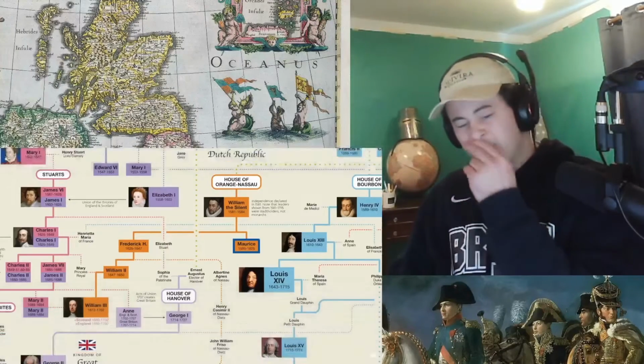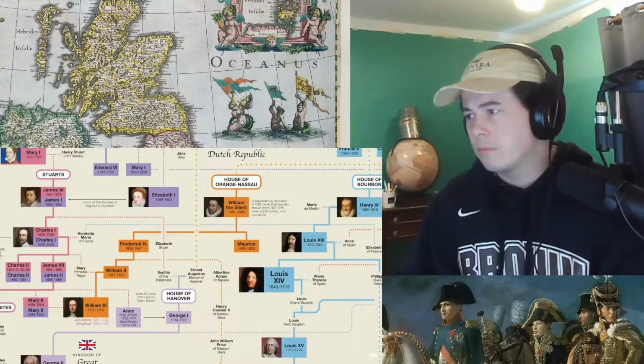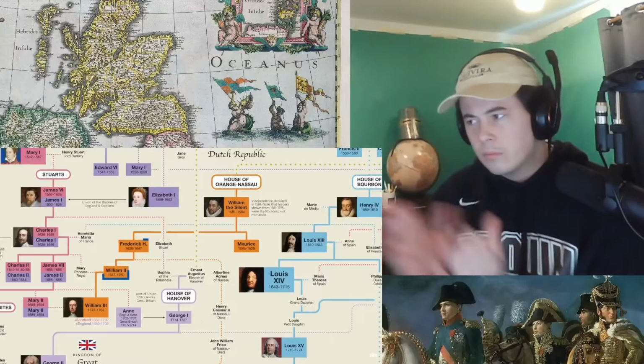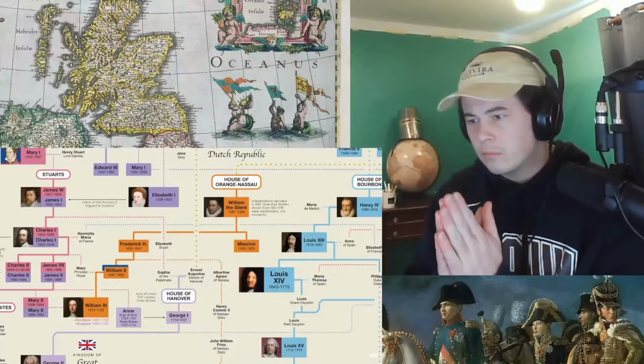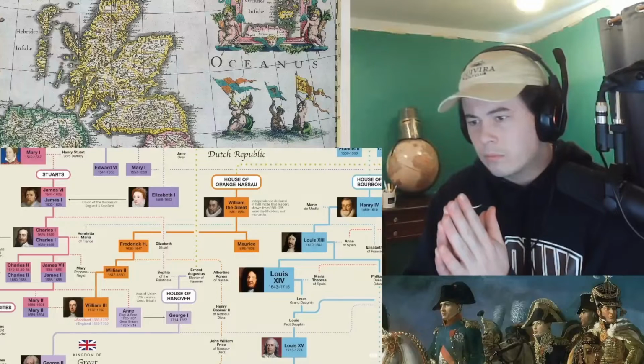Maurice never married, though, so upon his death, the leadership of the Dutch Republic and the title Prince of Orange went to his younger brother Frederick Henry, and then to Frederick Henry's son, William II. In 1648, the 30 Years' War came to an end, and the Spanish finally recognized Dutch independence. But just 2 years later, William II died of smallpox, just 1 week before the birth of his only child.